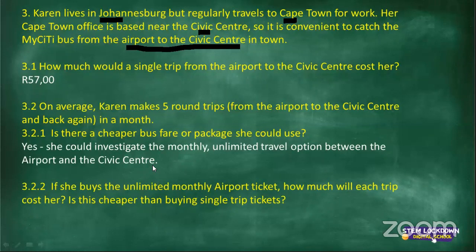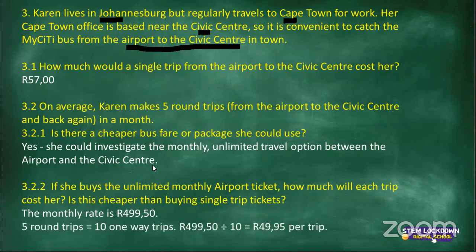If she buys the unlimited monthly airport ticket, how much will each trip cost her? Is this cheaper than buying a single trip ticket? There again, we've already answered this in the chat. The monthly rate is 499 rands 50 cents. 5 round trips is equal to 10 one-way trips.